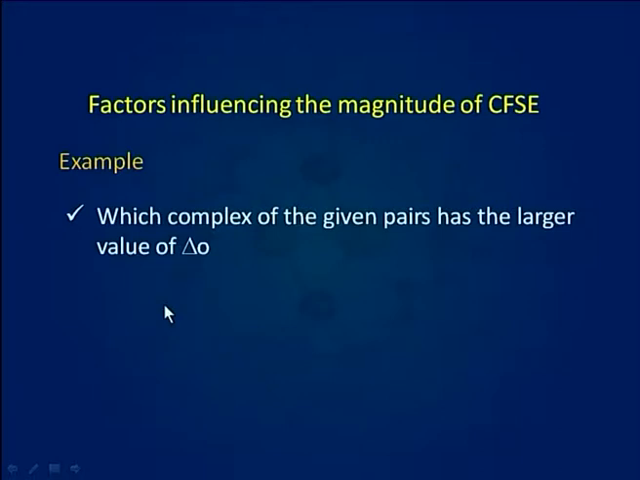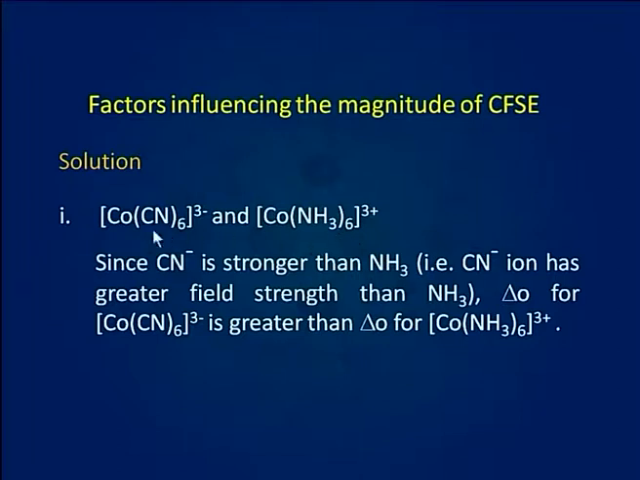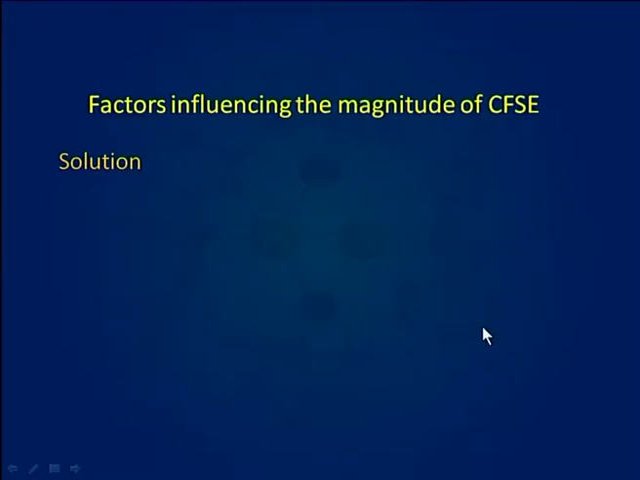Which complex of the given pairs has the larger value of crystal field stabilization energy? First pair is [Co(CN)6]3- and [Co(NH3)6]3+. Since CN- is a stronger ligand than NH3, therefore, crystal field stabilization energy for [Co(CN)6]3- is greater than that for [Co(NH3)6]3+.